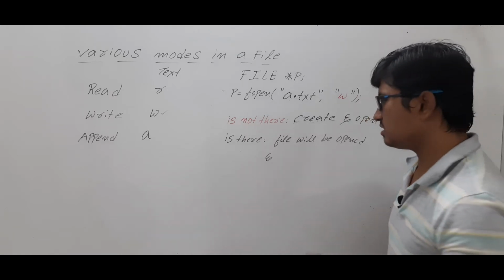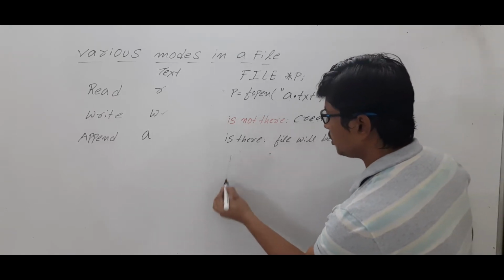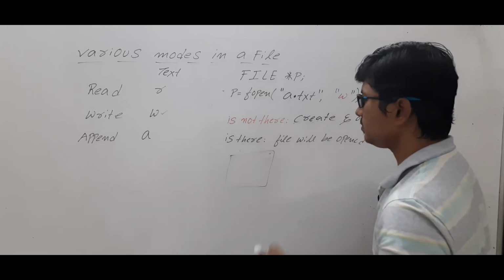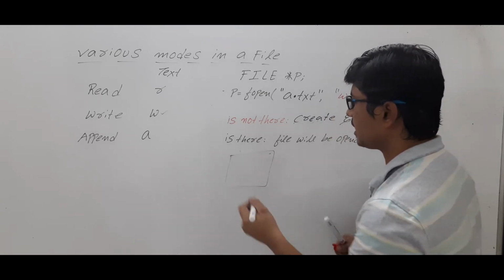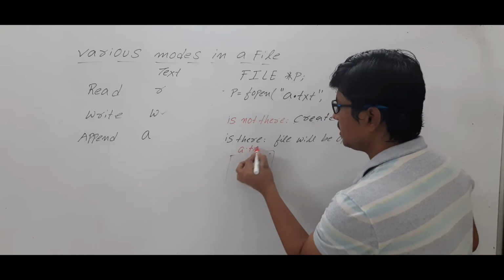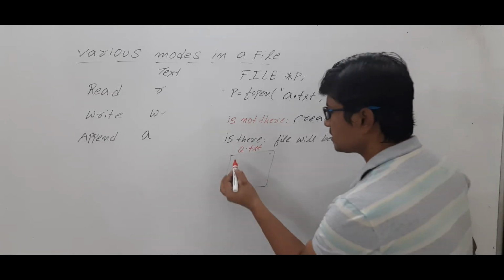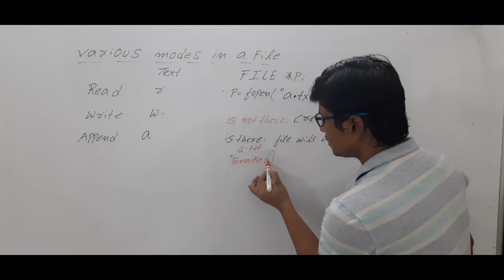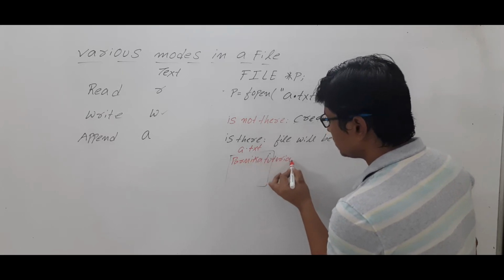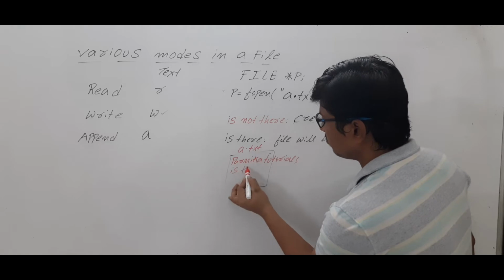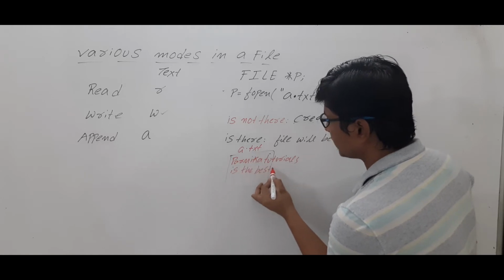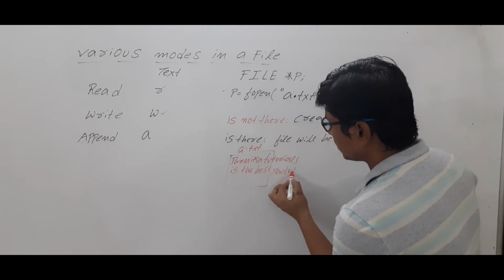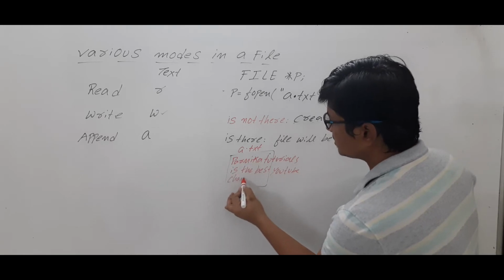Let's take that the file is there as a.txt and some information is there. Let's take that "Parnika tutorials is the best YouTube channel." Okay, this information is there.